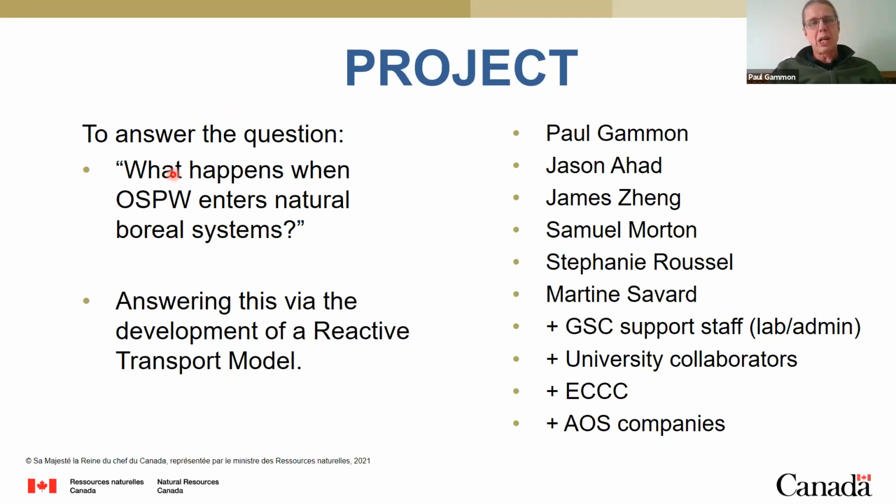So the question I'm really wanting to do is, what happens when OSPW enters natural boreal systems? OSPW is oil sands production waters. So this is the stuff that ends up in the tailings ponds, these very, very large tailings ponds. And what happens when it escapes? Because we all sort of believe that it escapes, but there's been very few studies on exactly what happens. And so we're trying to answer this via development of a reactive transport model, a very difficult, time-consuming numerical model of the interactions between OSPW and natural systems and natural matrices.